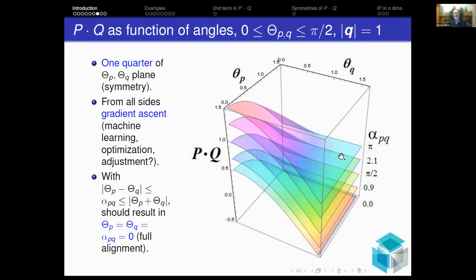And it's nicely increasing to where the angles theta p and theta q are 0. So when it's fully aligned, the two planes are parallel and are orthogonal to the distance vector, and you can use gradient ascent to get there basically from anywhere, no matter what is the angle alpha pq. And yeah, so that could be used for machine learning optimization or adjustment.